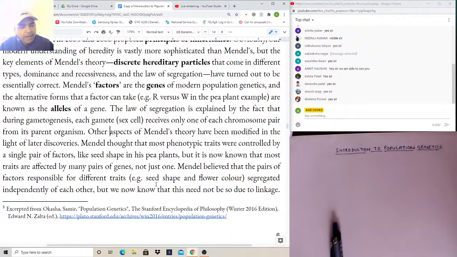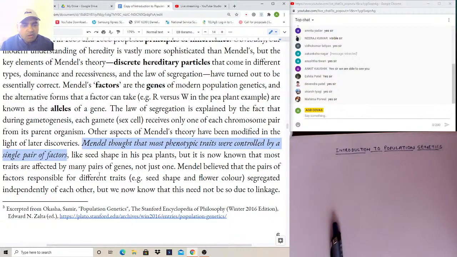Okay. Now, Mendel thought that most phenotypic traits were controlled by a single pair of factors. Okay. This line is very important, that Mendel thought that most phenotypic traits were controlled by a single pair of factors, like seed shape in his pea plant.